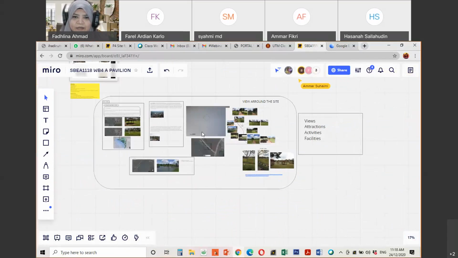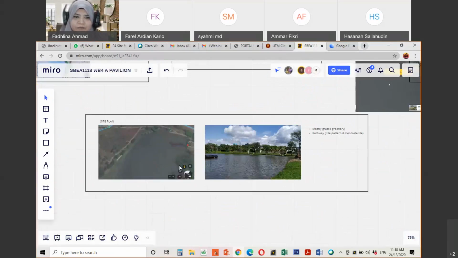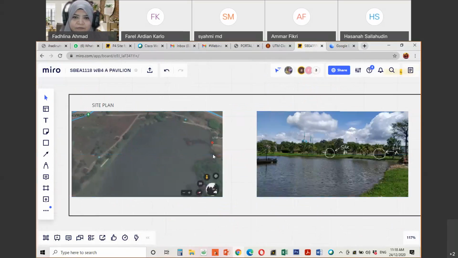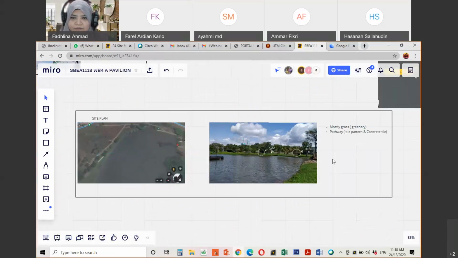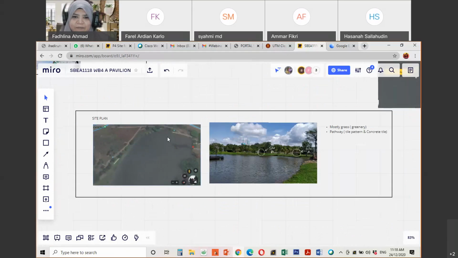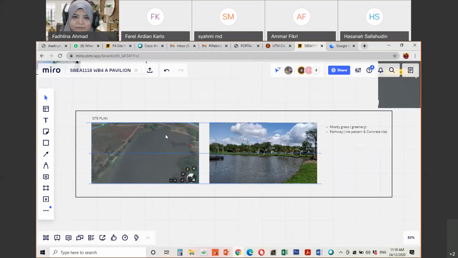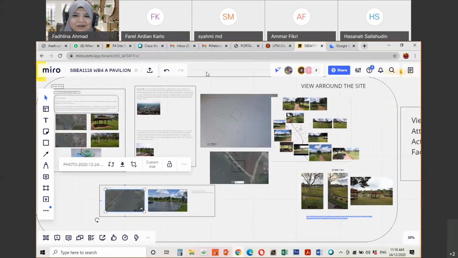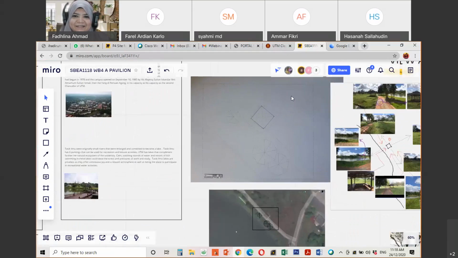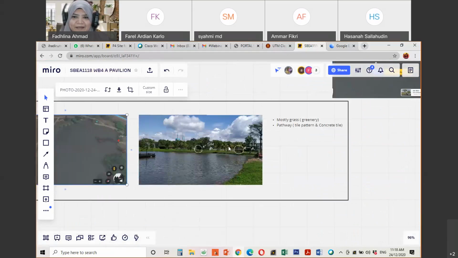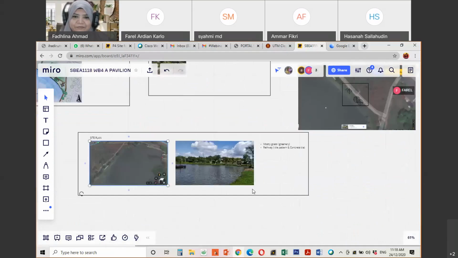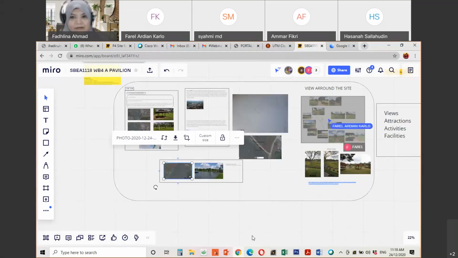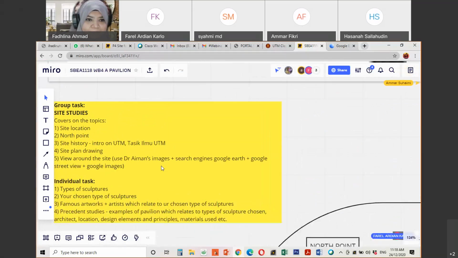Alright, Hasanah and Ammar. How about this one? This one is just to indicate your site plan kan? This is not a site plan. Site plan is what Farrell has done. Okay, this is the site plan. And then this is your view. Alright, is that all? Have we covered everything?